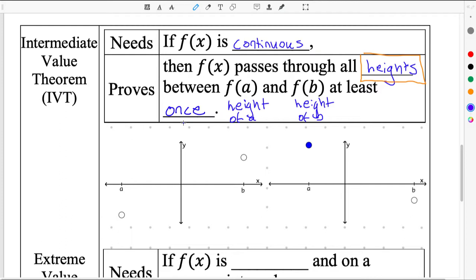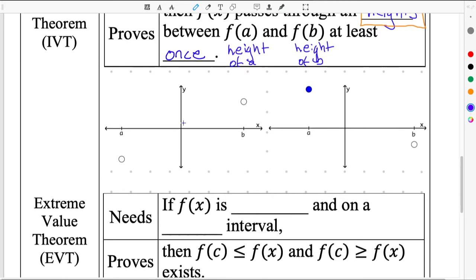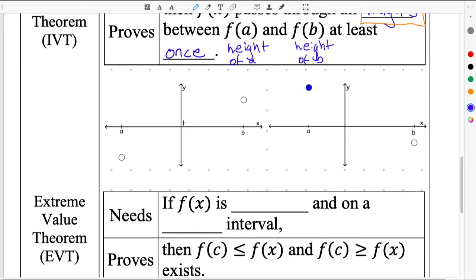But make sure that we really understand that. If we're continuous, if you have to hold down your pencil and not pick it up, and if you start at this height and you have to somehow end at that height, you have to pass through those heights at least once. Try it. I gave you two graphs. I gave you open and closed intervals. It doesn't matter the type of interval.